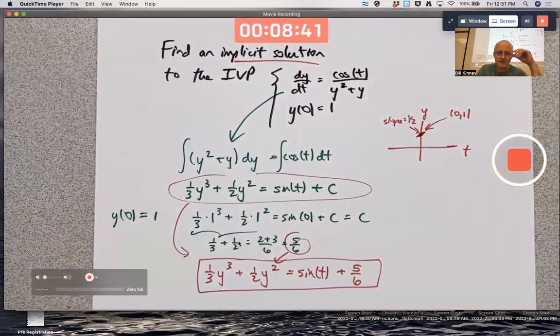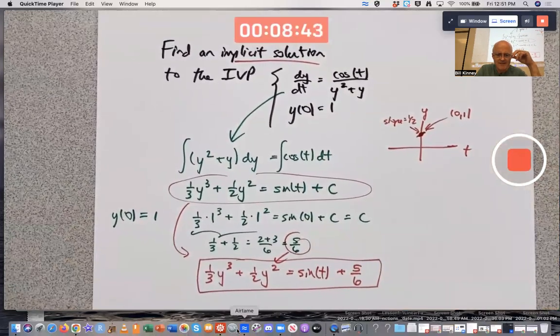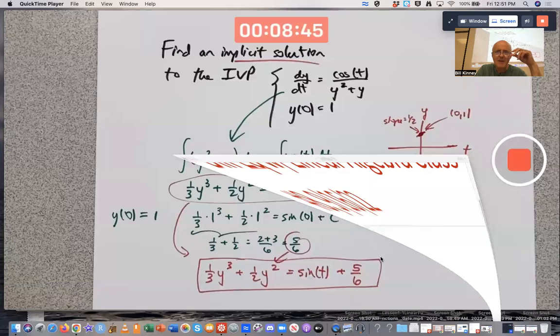Can technology graph it? Yeah. Yes, of course. Mathematica can graph it.